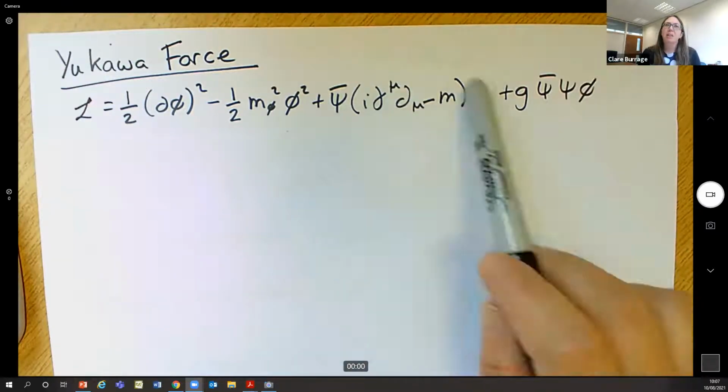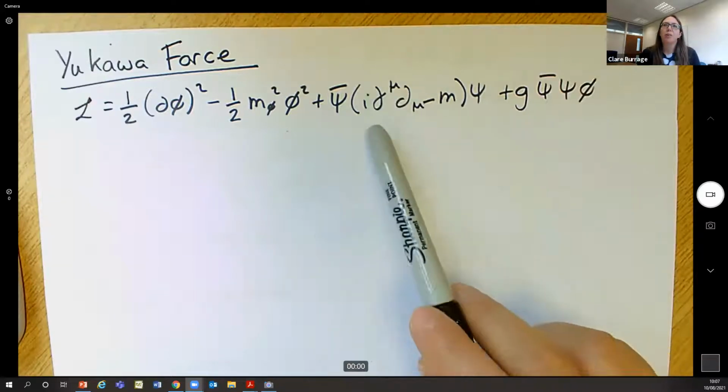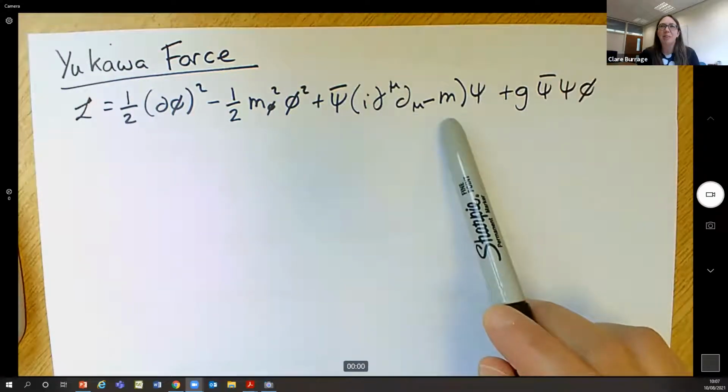So this is the kinetic term, and the mass term here, for our fermion.